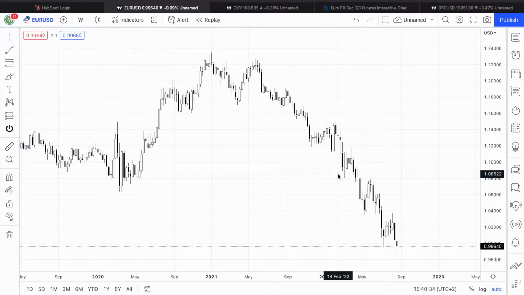We're going to do a top-down analysis. We'll start with the weekly and daily time frames, which are important for position traders and swing traders. Then we'll drill down to the 4 hour and 1 hour charts, and then the 15 minute and 5 minute charts, which are good for scalpers and intraday traders.